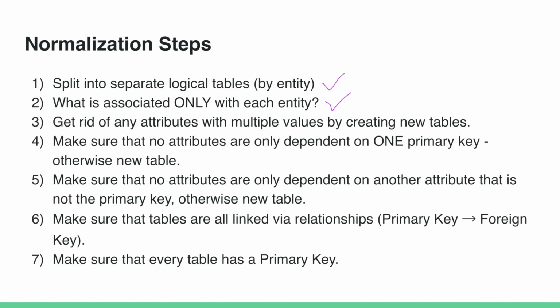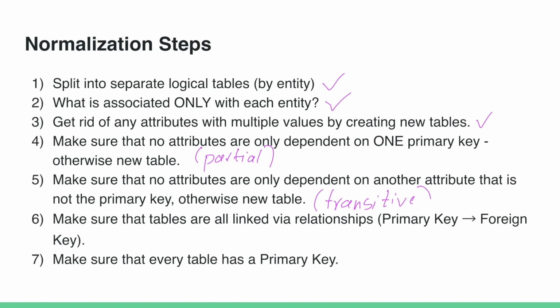You need to get rid of any attributes with multiple values by creating new tables. So if a particular column, attribute, field has more than one value, that should just not be the case. You need to get rid of that by dividing up your table into multiple tables. Make sure that there are no attributes that are only dependent on one primary key, otherwise new table. That's partial dependence. Make sure no attributes are dependent on another attribute that is not the primary key, otherwise new table. That's transitive. That falls into 3NF.